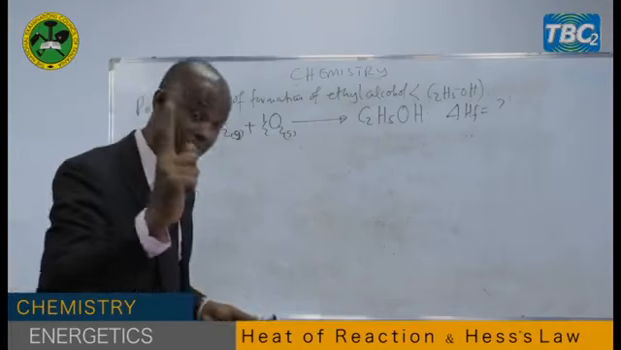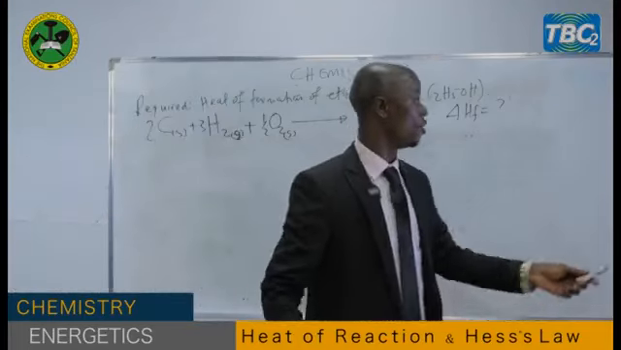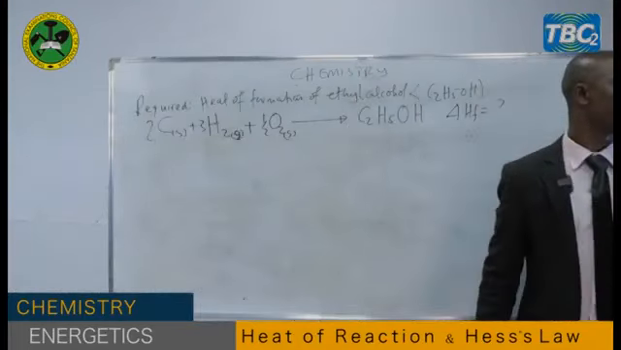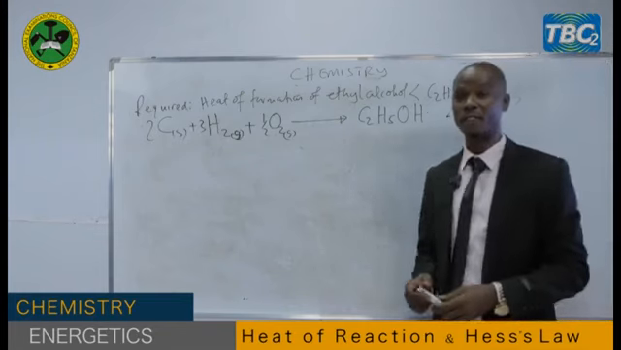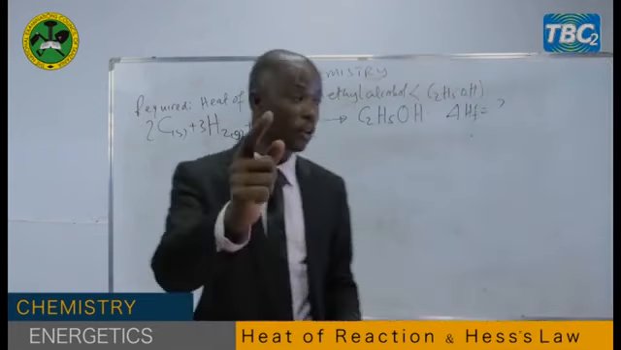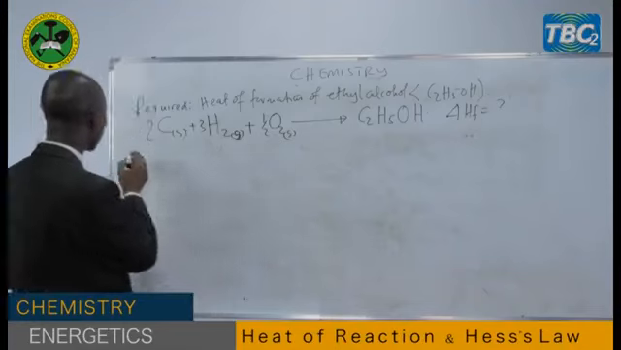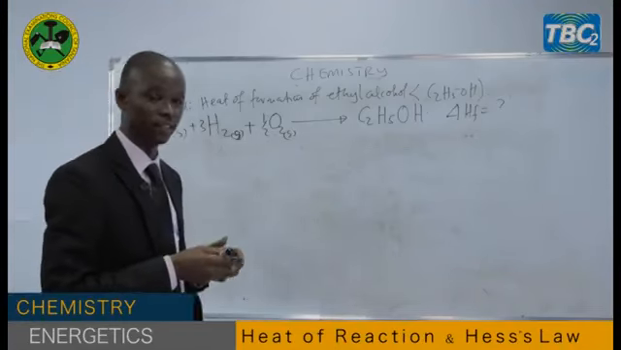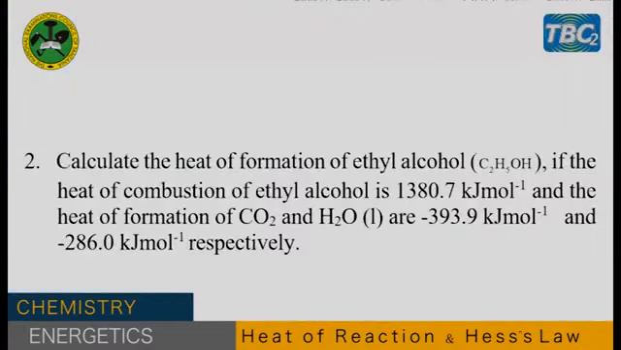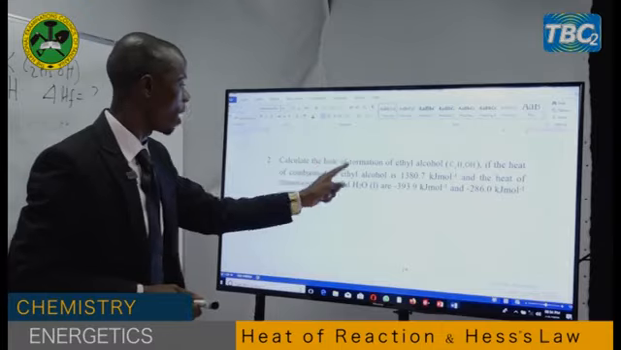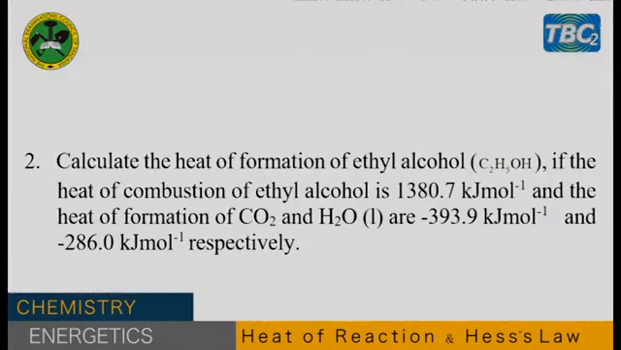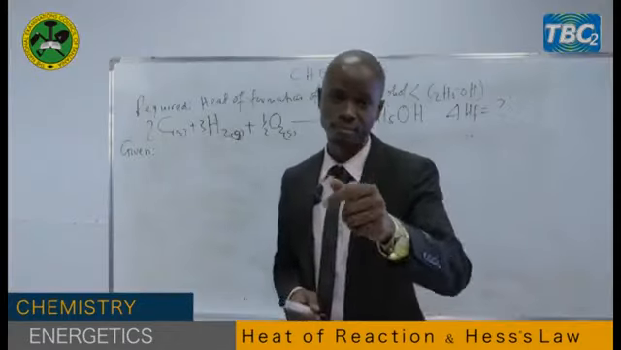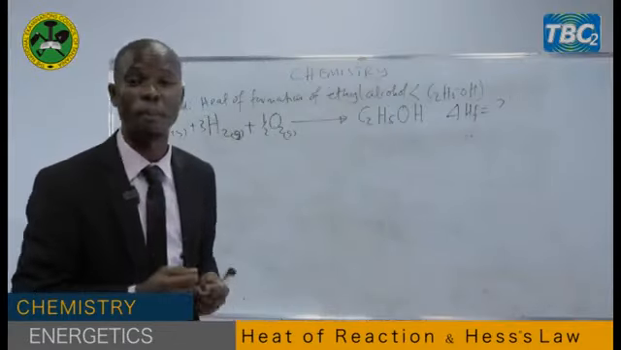So that is the first skill from the first data given there. Now we go to the other data. What are we given? Number one, the heat of combustion of ethyl alcohol is 1,380.7 kilojoules per mole. My dear students, heat of combustion.